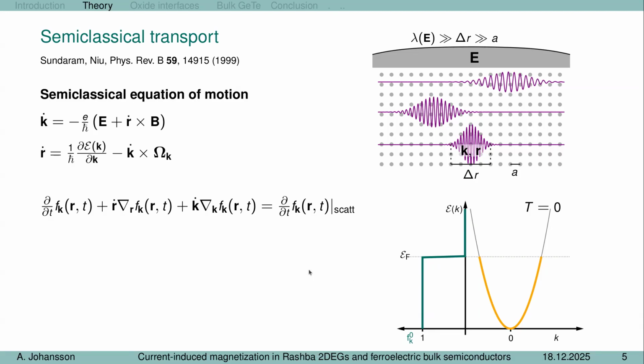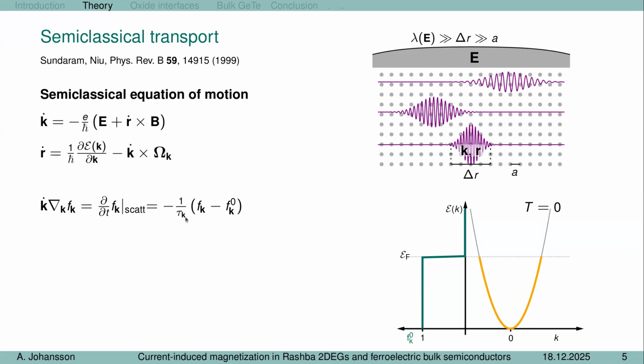Now we want to know how the distribution function behaves if we apply external fields or temperature gradients. And this can be described by the semi-classical Boltzmann equation. So this Boltzmann equation contains a diffusion term accounting for spatial inhomogeneities, a field term, and a scattering term. And in the following, I will assume the system to be stationary and spatially homogeneous, which means that only the field term and the scattering term survive.